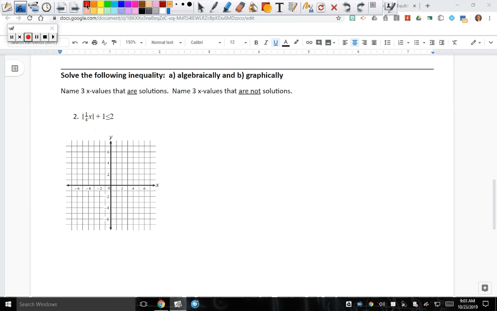Let's do this example right here. Name 3 x values that are solutions. Name 3 x values that are not solutions. I didn't have this in the first one. Why do I have that in this one? Why are they asking me this here, but they didn't ask me that on the other example that we just did? Because it's an inequality. Okay? So I'm going to have shaded regions.